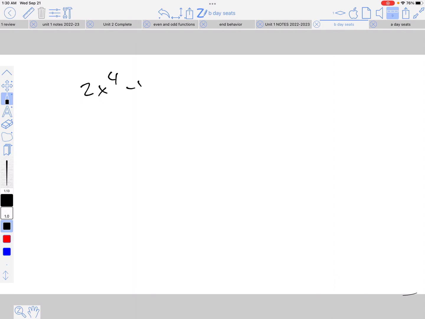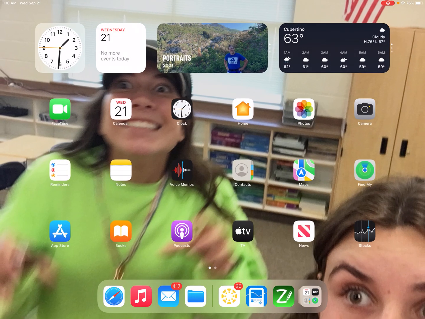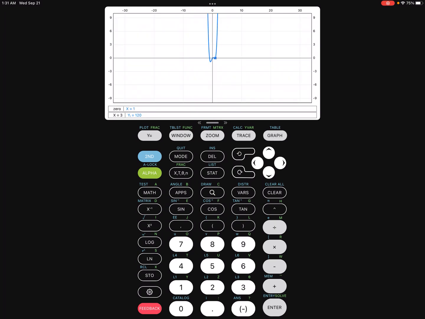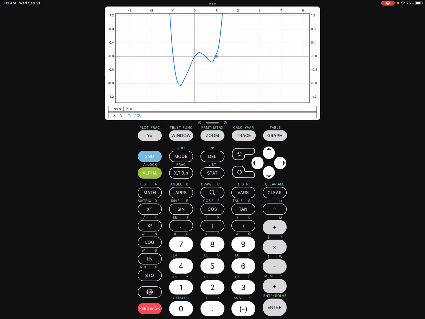2x to the 4th minus x cubed minus 2x squared plus x equals 0. So I'm going to type that one into the calculator. Let's see. So I have 2x to the 4th minus x to the 3rd minus 2x squared plus x. And I'm going to hit graph. Alright, so this one's kind of tricky to see. So I'll zoom in a little bit.